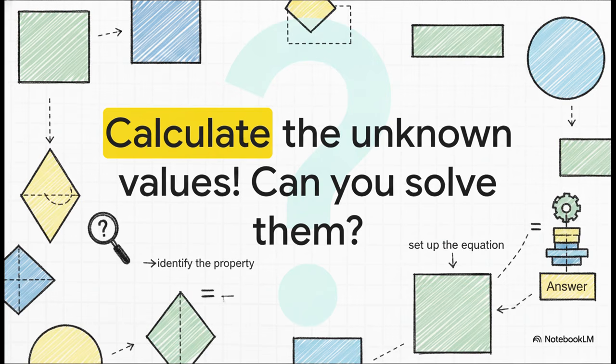This is your final interactive pause. I want you to tackle the hardest checkpoints on your form, checkpoints 6, 7, 8, and 9. Use our three-step method. Identify the property, set up the equation just like we showed, and compute cleanly to calculate those unknown values. Pause the explainer, trust the process, and hit play when you've cracked the case.